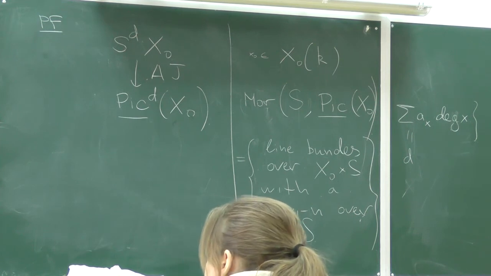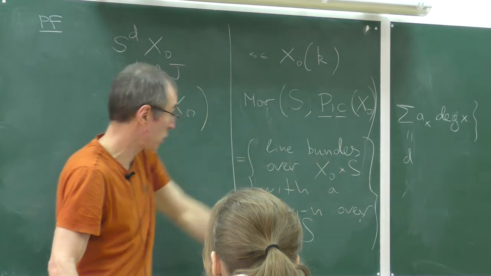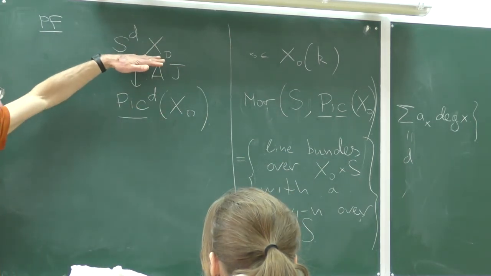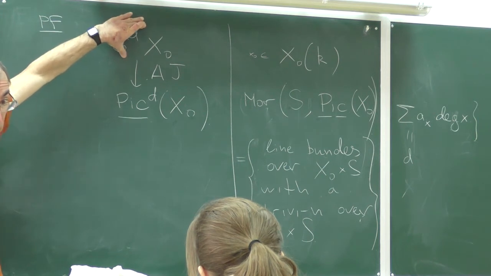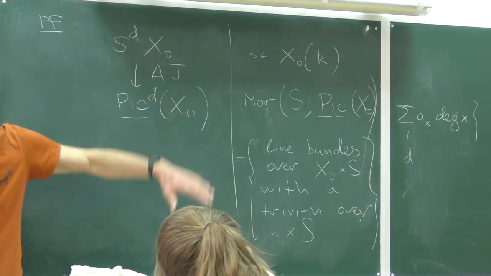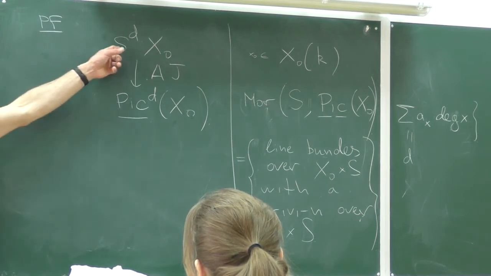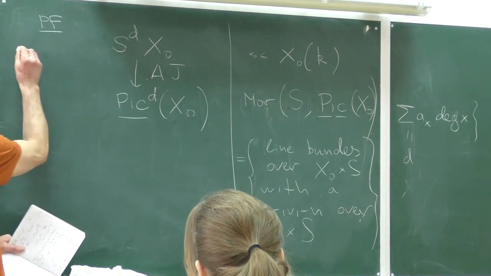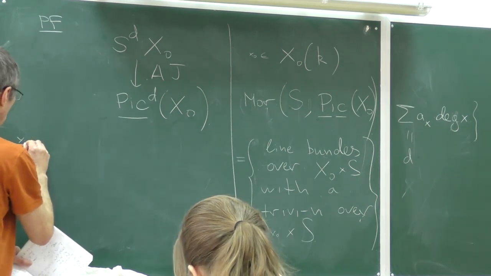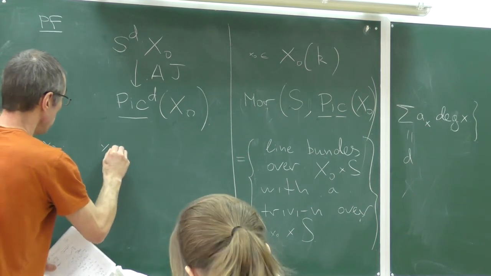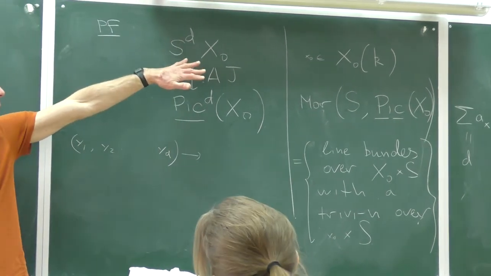Okay? So this formula tells me what are morphisms from any scheme to Picard. So in order to produce such a guy, I would have to produce a line bundle on the product of this and x0, right? It would make my notations too complicated and maybe confusing. I will just explain how this maps on the level of points. So if I have a collection of points y1, y2, yd, right? So this is an ordered collection of points on x0.